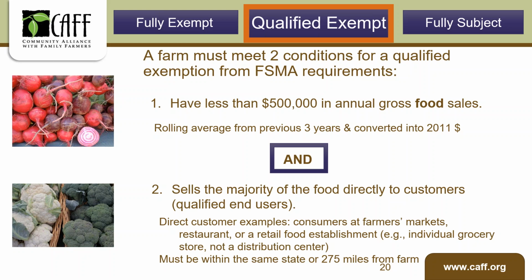So if a farm has $400,000 in annual gross food sales, and this farm grows all produce, and they sell $300,000 through their CSA each year, and then they sell $100,000 to a distributor that ships it around to other places, their farm would be considered qualified exempt because they are under the $500,000 threshold, and they sell the majority of the food directly. They sell 75% of their sales directly to people in the CSA, and then the other 25% of their revenue, or $100,000, they sell to a wholesaler. So hopefully that makes sense for folks for how farms meet the qualified exempt criteria.